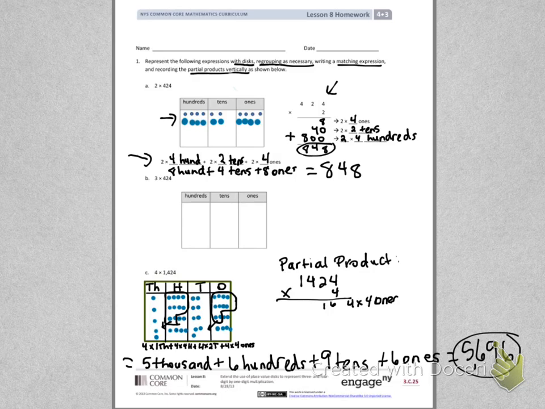Then I have 4 times 2 in the tens place, so that's 4 times 20, which is 80. That's 4 times 2 tens. Then I have 4 times 4 hundreds. That's 16 hundreds, because 4 times 4 is 16, and that's in the hundreds place. So that's 4 times 4 hundreds. And my last one is 4 times 1,000, and that's 4,000.